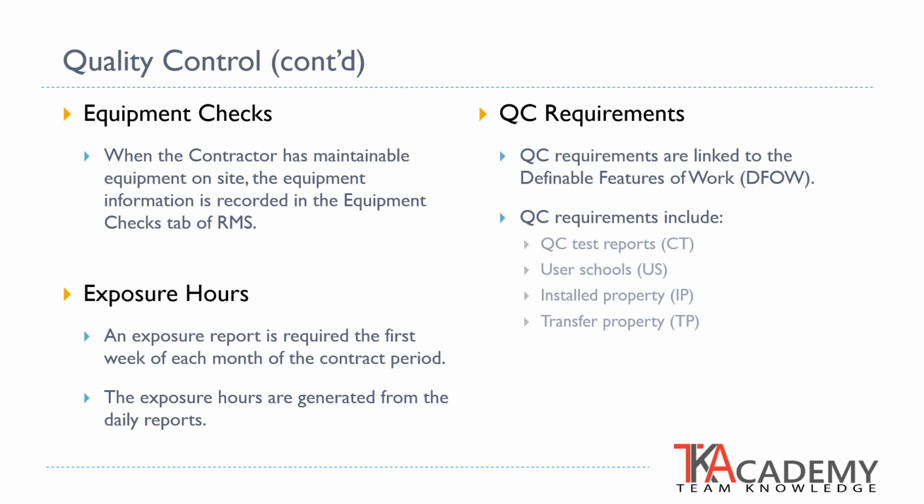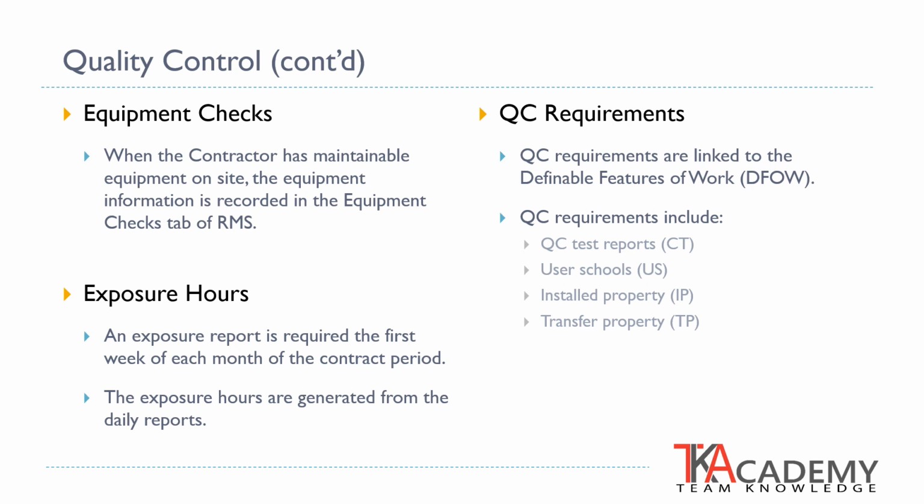QC tests are quality control tests required for a feature of work and are typically identified within Part 3 Execution of the specification section. These may include items such as concrete cylinder break tests, steel welding inspections, and soil compaction tests. QC tests are prefixed with the letters CT within the RMS system.